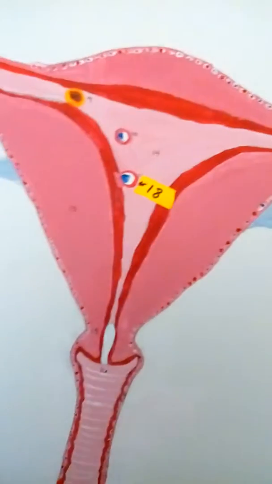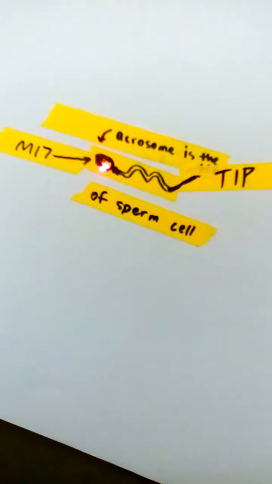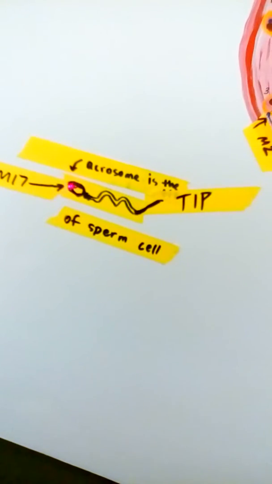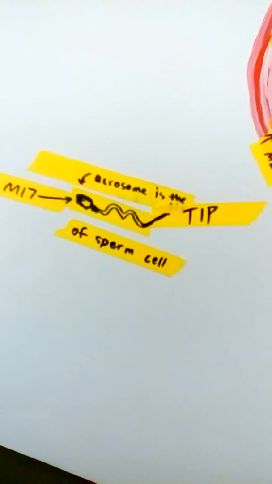This is a student project, very nice one here. This is, I actually put this on there. This is the sperm cell. The acrosome is at the tip, so there's enzymes there. And then the nucleus would be here. So this is the acrosome.